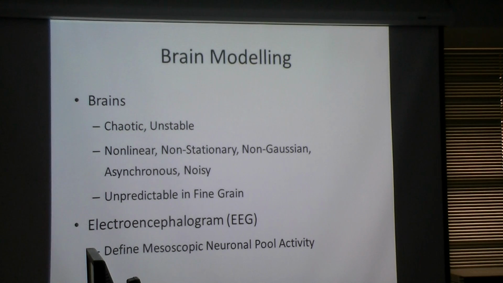EEG is mesoscopic neural pool activity. I'm just going to define what is mesoscopic, what is microscopic, and what is macroscopic. Mesoscopic neural pool means neurons are making a pool, and that activity we are collecting in the form of EEG.